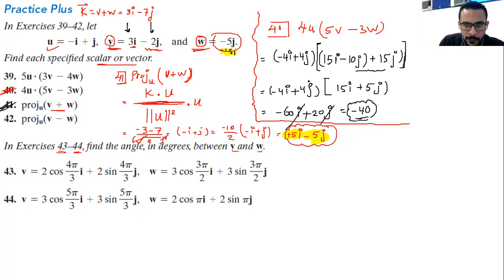Shawki, what's the angle between two vectors? Yes, it's over here, 43.